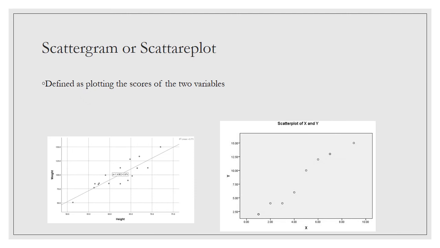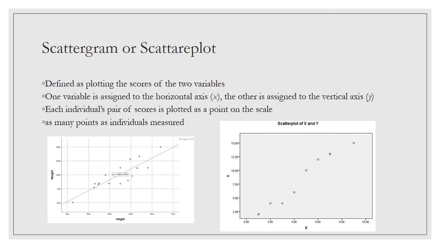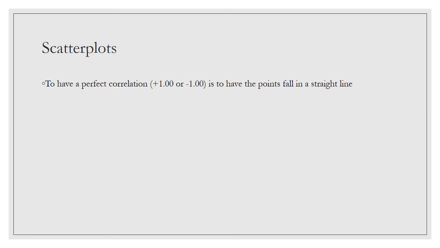Related to our correlations are our scatter plots, our scattergrams. This is an easy way to understand the association between two variables. Scattergrams and scatter plots are synonymous. They're defined as plotting the scores of the two variables. One variable is assigned to the horizontal axis, x. The other variable is assigned to the vertical axis, y. Each individual's pair of scores is plotted as a point on the scale, and there are as many points as there are individuals measured. With our scatter plot or scattergram, when you have a perfect correlation, positive or negative, all of the points fall in a line.